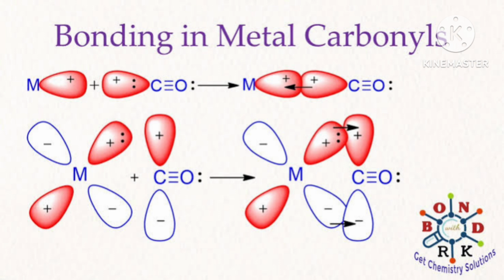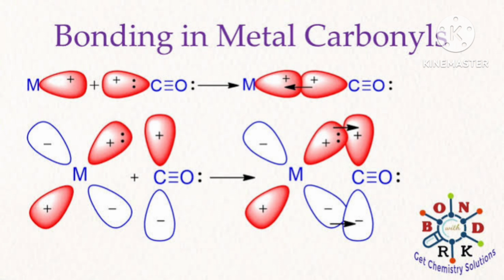That's why it is called trigonal bipyramidal. Why? Because one CO is up, making one pyramid, and one CO is down, making a second pyramid. That's why the name trigonal bipyramidal has been given.